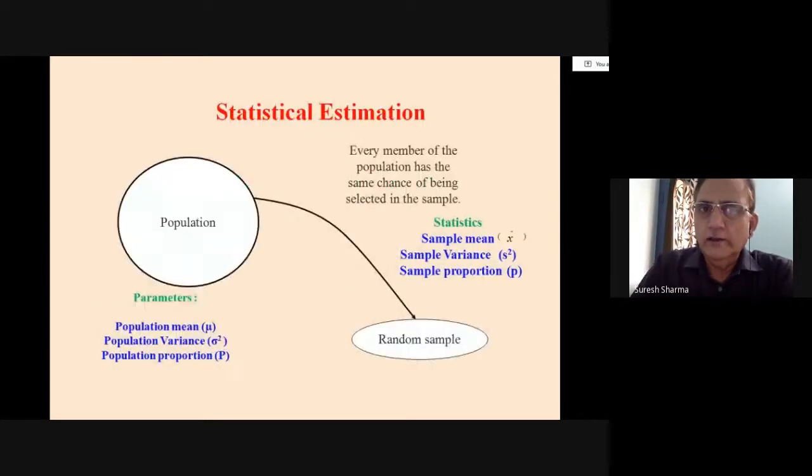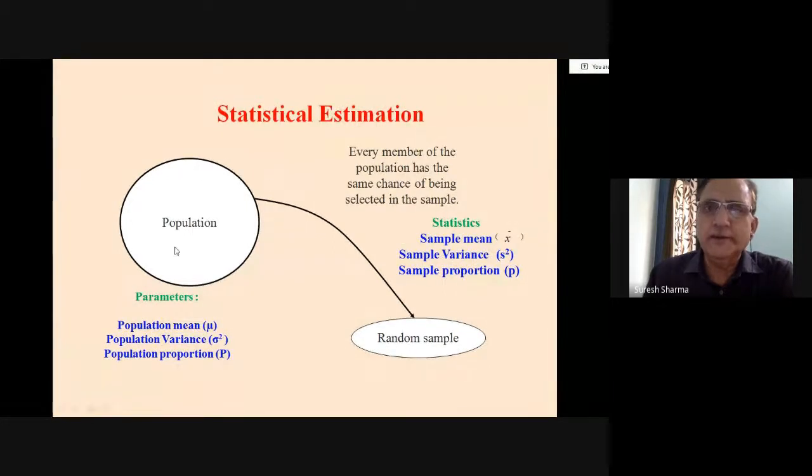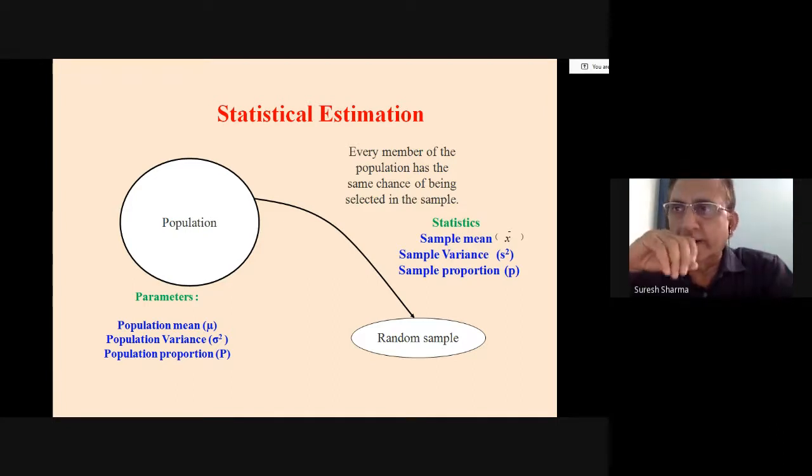So first of all, what do you mean by statistical estimation? See, there is always some kind of population. It is difficult to study the entire population, everybody knows, because population is generally very large. Then what do we do? We take a sample out of this population. And the sample we generally take is a random sample. Now, what is the meaning of this word random?